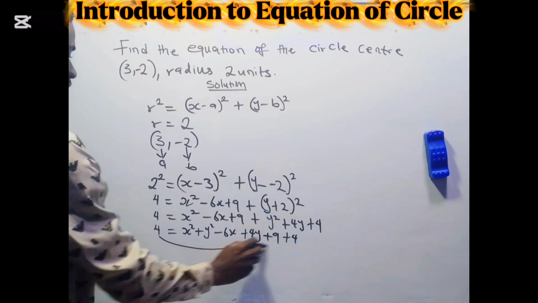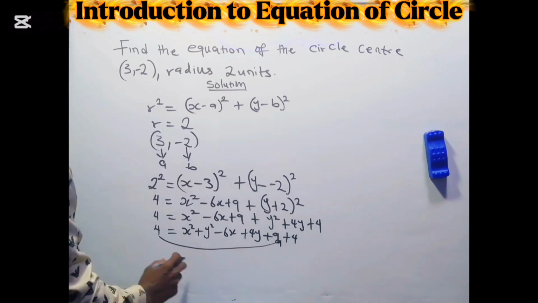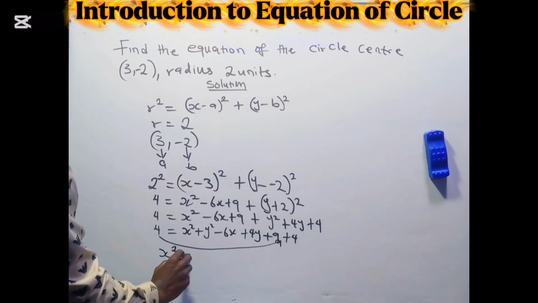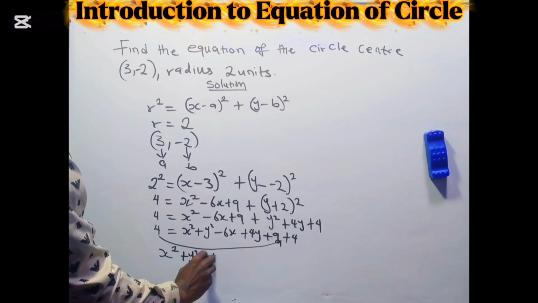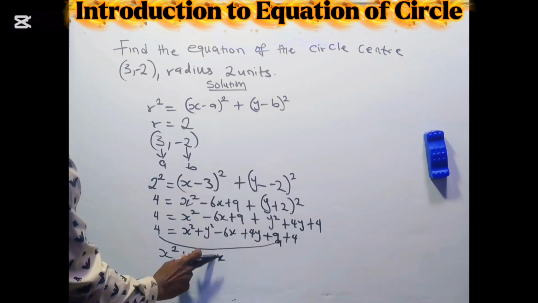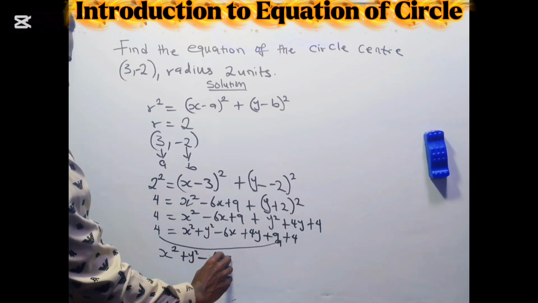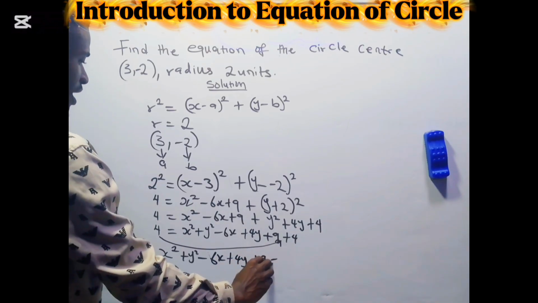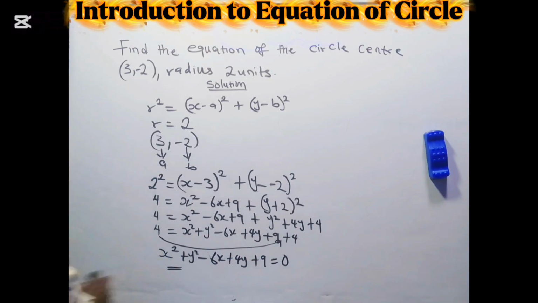Now taking this away, that will give us 4 minus 4. So our left side is x squared plus y squared minus 6x plus 4y plus 9 equals 0. So here is the equation of the circle with center (3, minus 2).